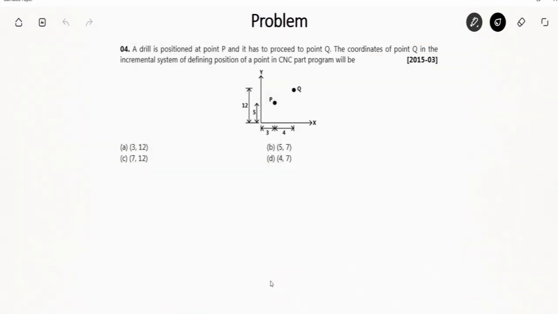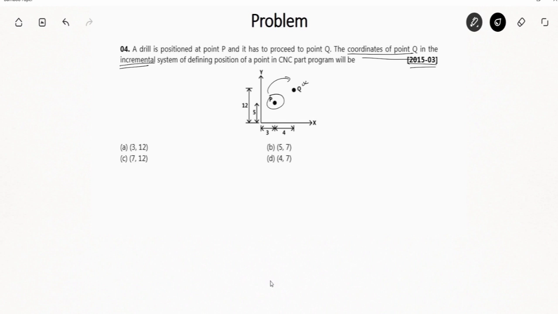So this is a GATE question from the year 2015. First of all, what is the question saying? A drill is positioned at point P and it has to proceed to point Q. The coordinates of Q in the incremental system of defining position of a point in a CNC part program. They are asking the coordinates of point Q, but in the incremental system.